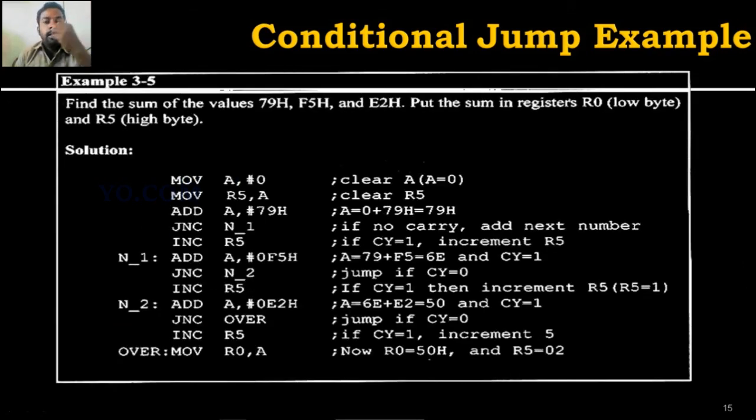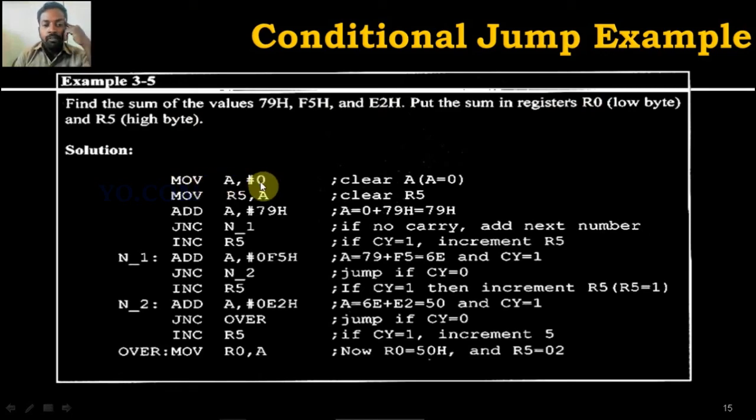This is another conditional jump instruction. Find the sum of the values 79, F5 and E2. Put the sum in the registers, R0 the lower byte and R5 the higher byte. So we have three values. We add them, and put the lower byte in R0 and the higher byte in R5. Okay, right. How to do it?